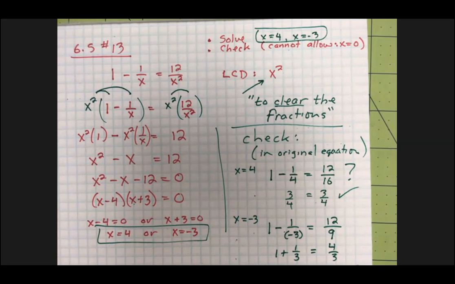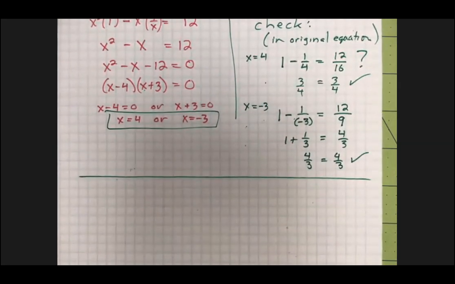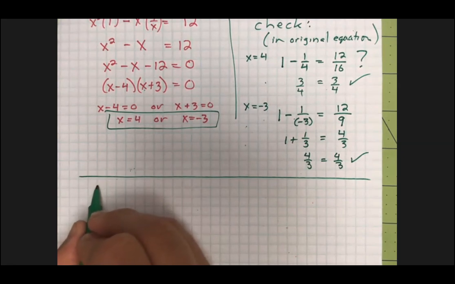Let's try another one. Today is red and green day on the paper. Maybe I'm thinking ahead to Christmas. Let's look at number 17.